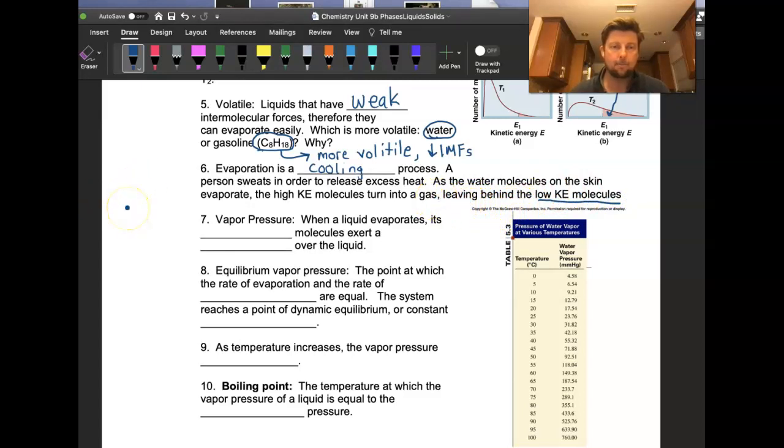Let's talk about vapor pressure for a second. Again, talking about a liquid. As gas molecules are evaporating, those molecules are going to bounce around on the surface, or you could put a balloon over there. So when a liquid evaporates, its gas molecules exert a pressure over the liquid.